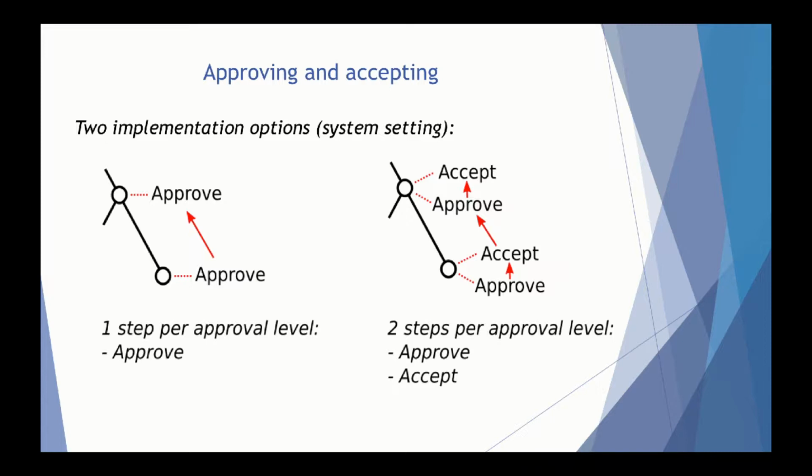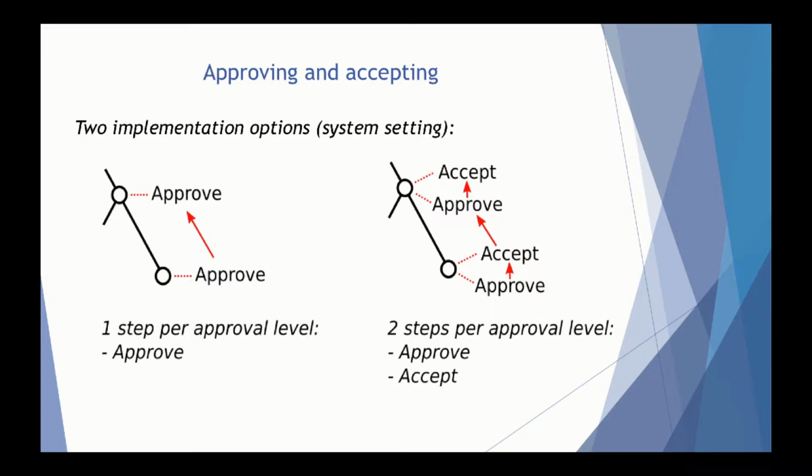Now, that puts someone at the next higher node in a bit of an awkward position, because if they have something coming in from 10 different facilities or 10 different districts, and they want to look at all that data, until they hit approve, it is not locked. It can still be modified by the people at a lower level.